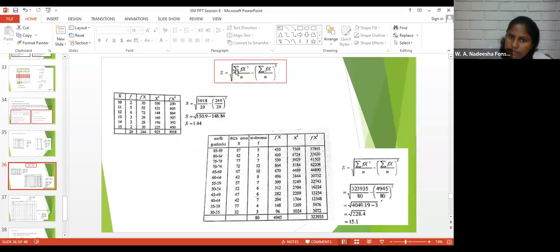Don't mix it up. Here, sigma fx squared divided by n. The fx squared values are here, no? 3018 divided by n. N is 20. Here, sigma fx values are here. 244 divided by 20. Then you have to square that value. That is why I told you it's better to write those equations correctly on a separate paper. Then you can identify what columns are needed in your frequency distribution.